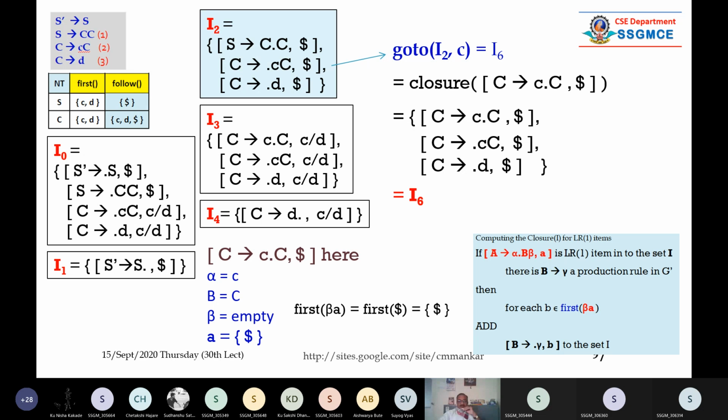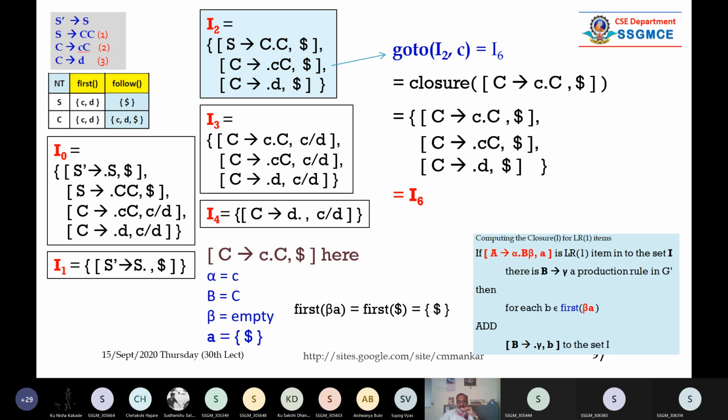Now, here we are considering a transition on small c, second number production rule. So what is happening when we consider GOTO? We simply shift the dot one place ahead. So that dot will be in front of capital C, and it will be at the end of small c. So it is represented in a closure, and it will contain the lookahead symbol as it is from the original set, that is I2.